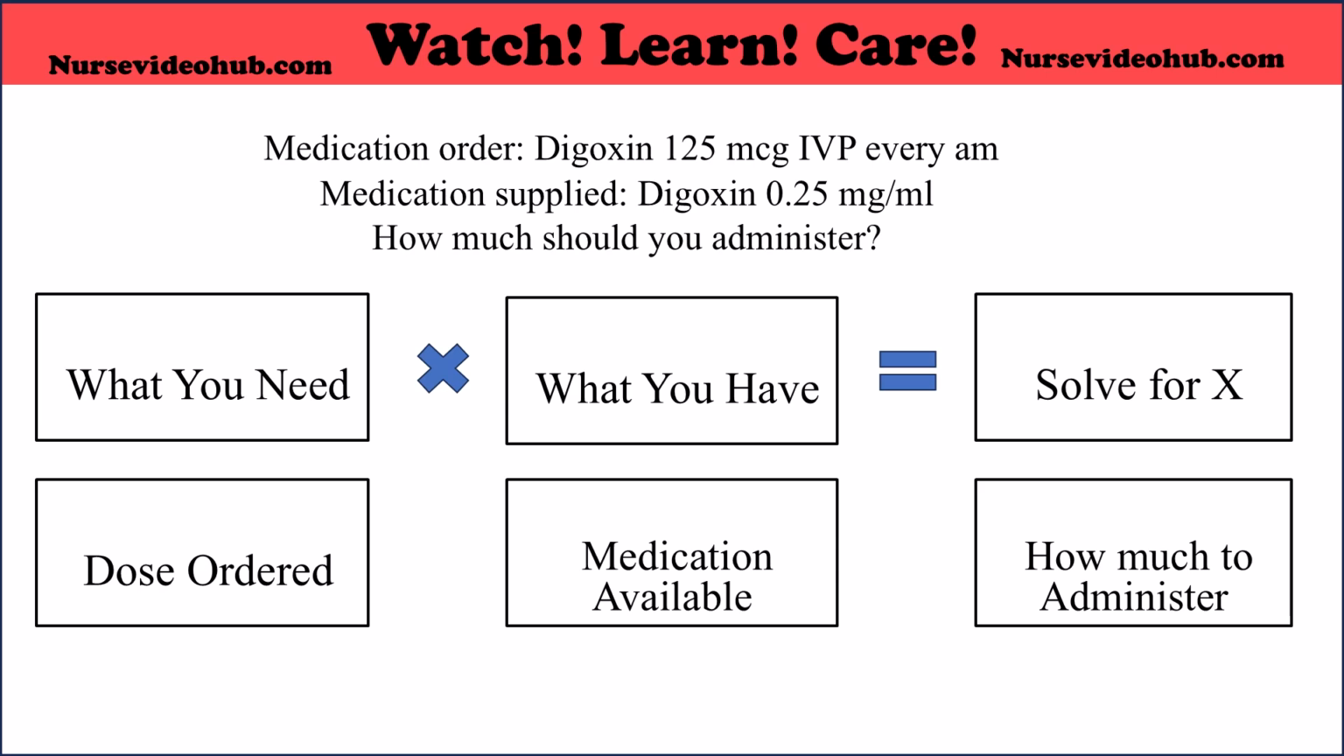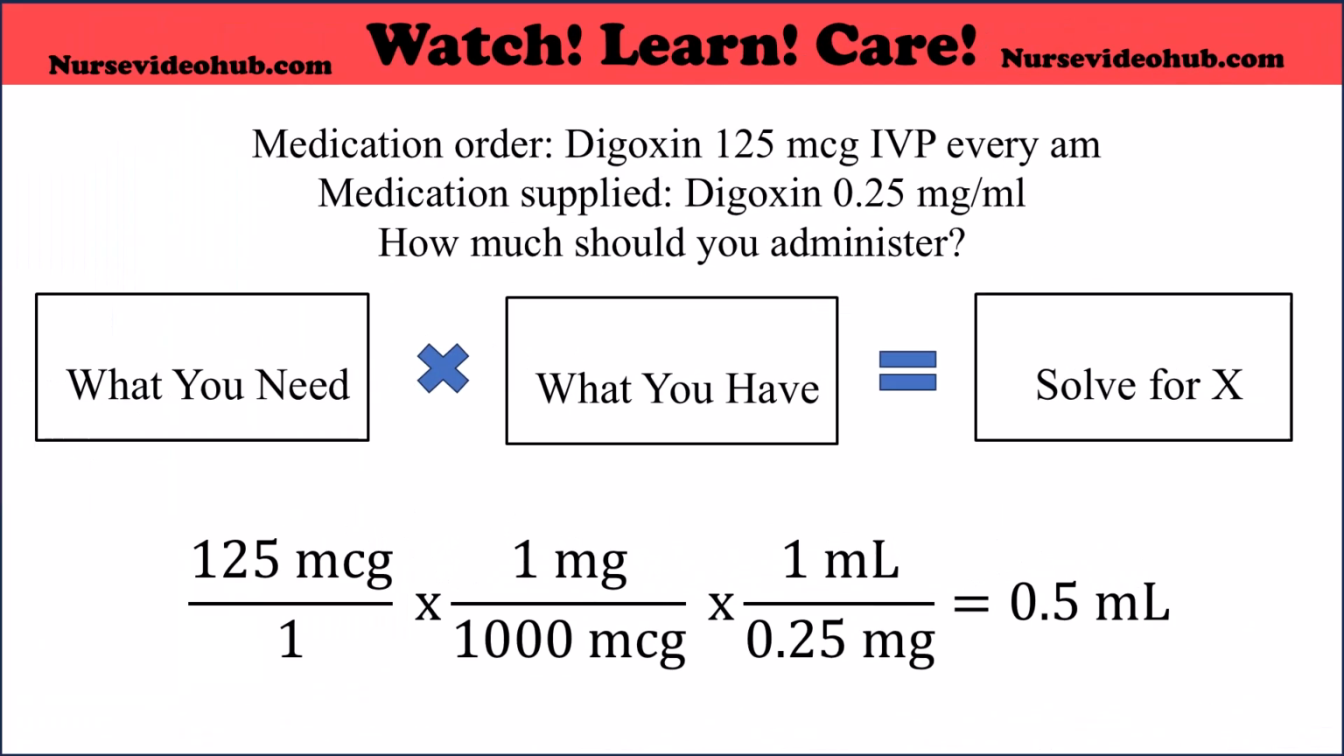Let's complete another calculation. The medication order is digoxin 125 micrograms IV push every AM. The medication supplied is digoxin 0.25 milligrams for every milliliter. How much should you administer? When you read the order, you see that the order is to administer digoxin 125 micrograms, but the medication supplied is digoxin 0.25 milligrams. You need to convert the measurement of 125 micrograms of digoxin to milligrams.